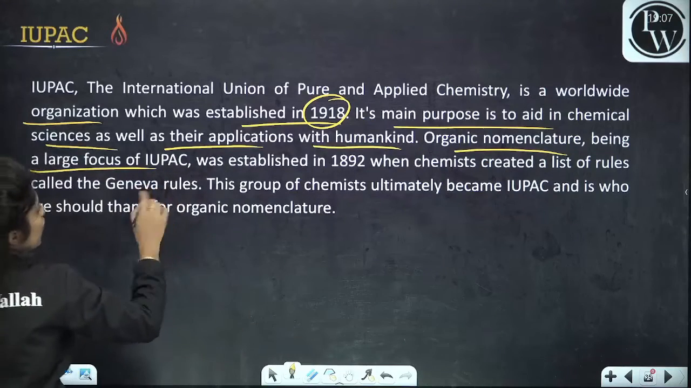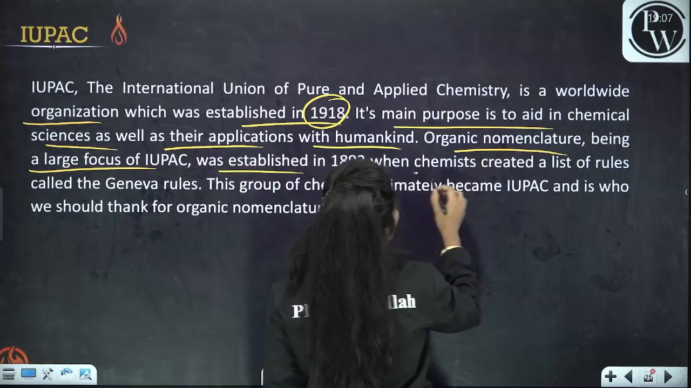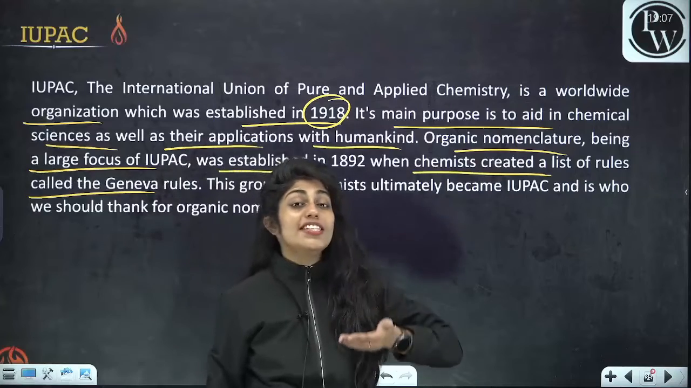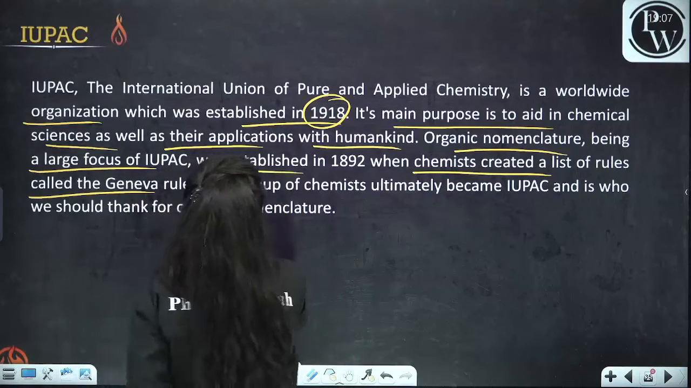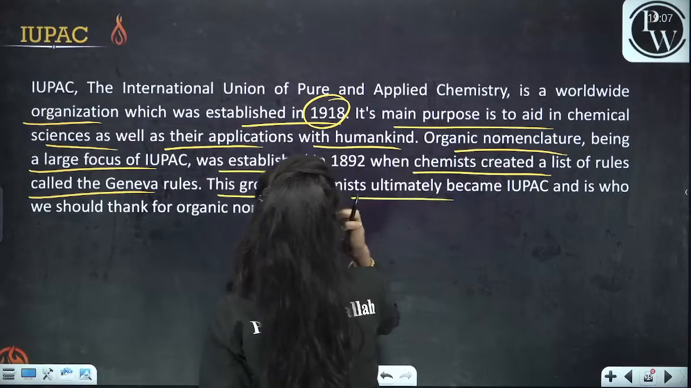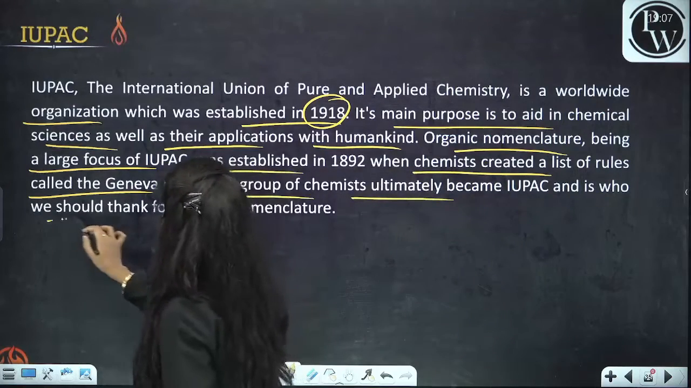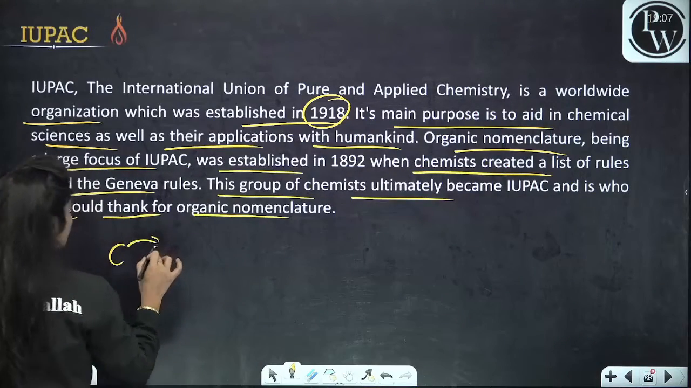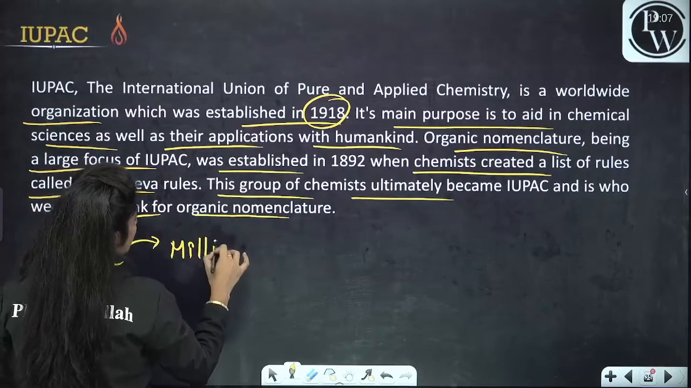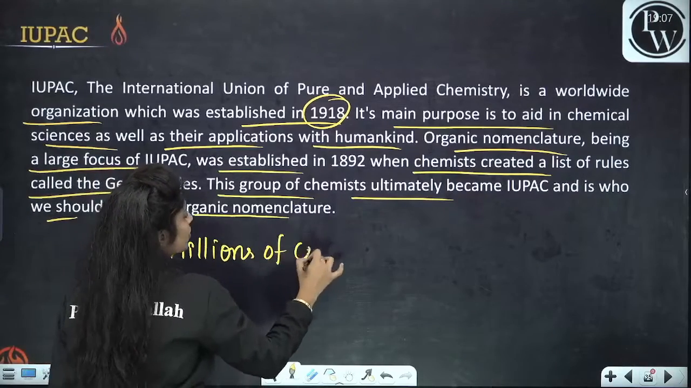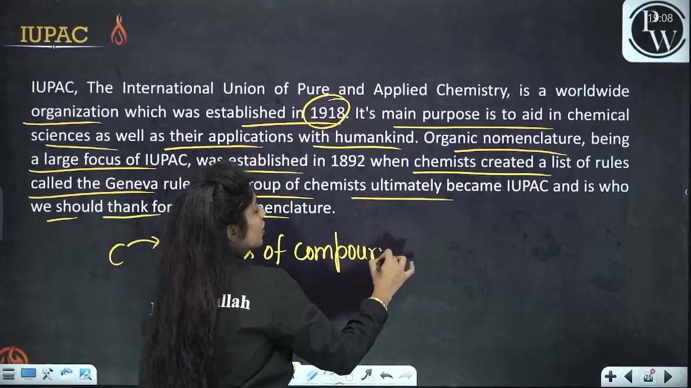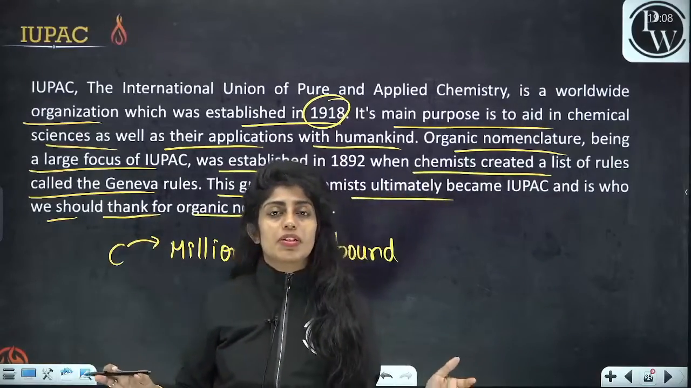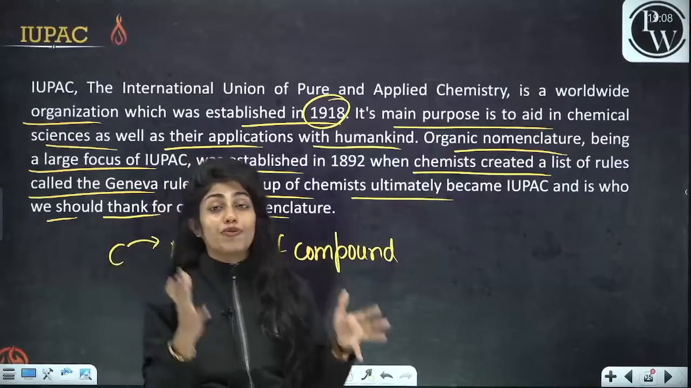IUPAC was established in 1892 when chemists created a list of rules called the Geneva Rules. These groups of chemists ultimately became IUPAC, and we should thank them for organic nomenclature. Suppose carbon is forming millions of compounds, right? And you got a book and you need to recall all the names. Can you imagine the situation? It will be the toughest one.